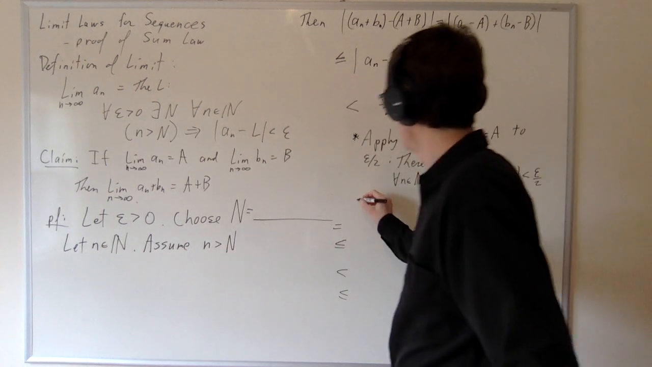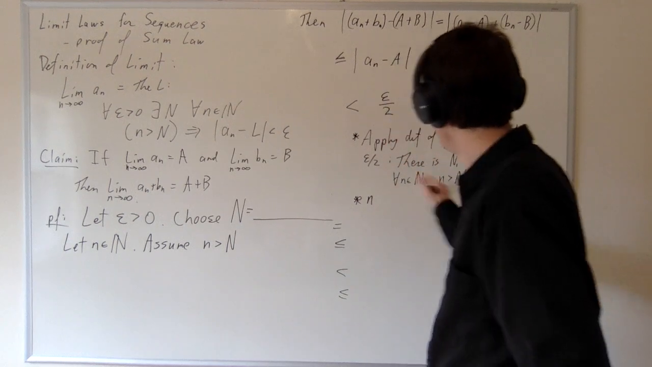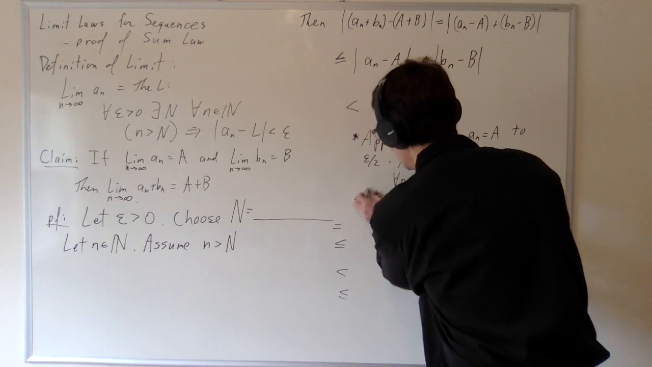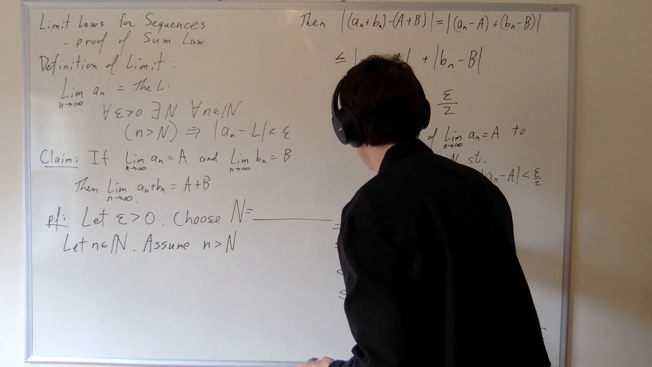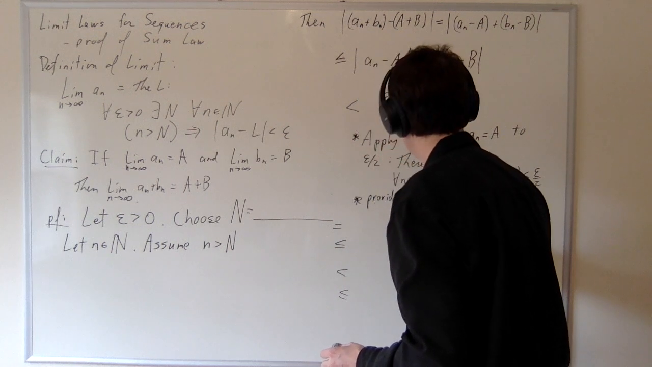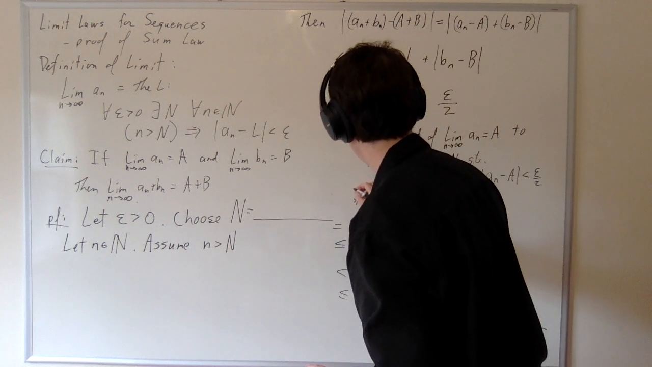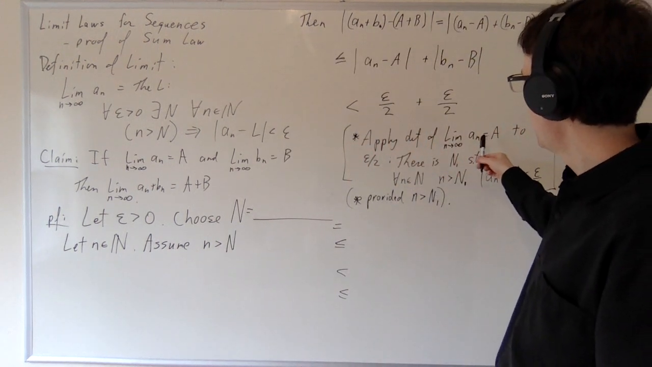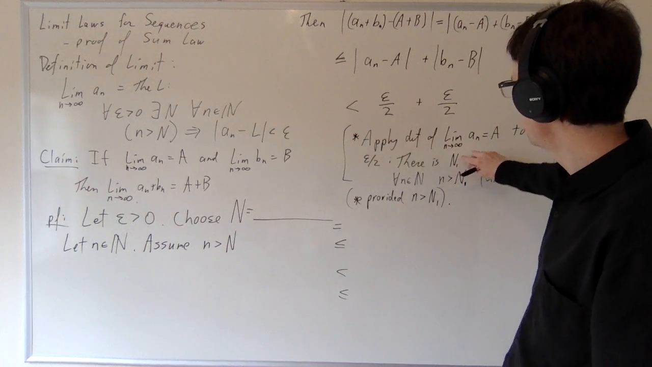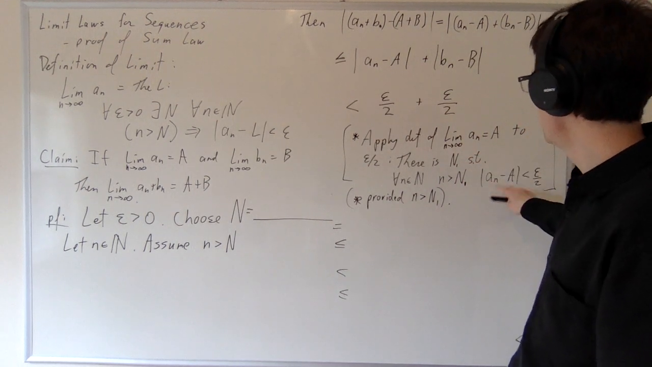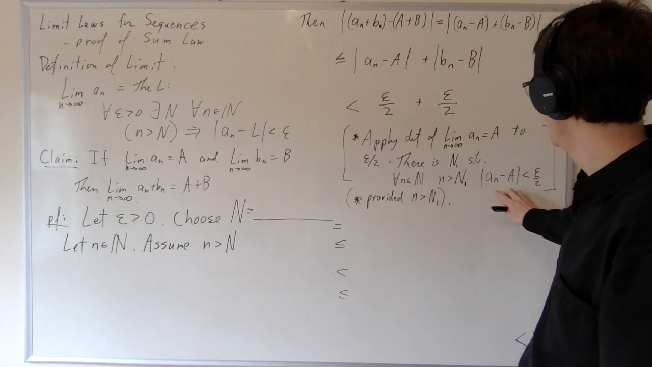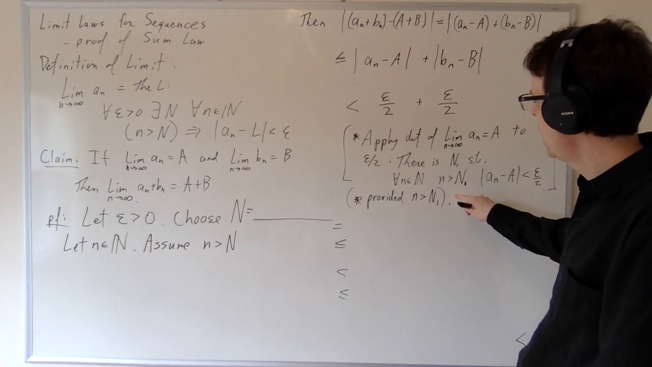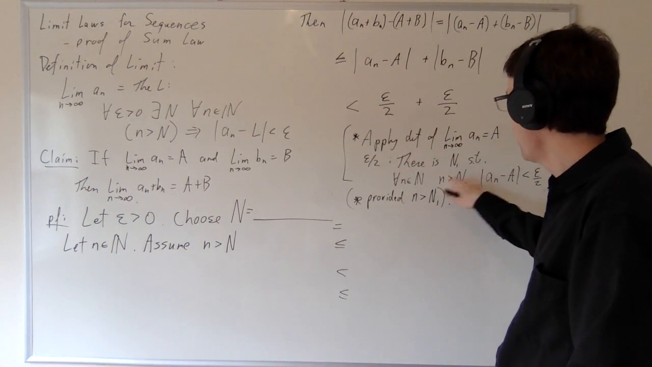And then I'm also going to assume that our little n, this one, is, let me actually say, provided n is greater than N1. So here basically what I'm doing is I'm saying, I don't really know where it will be, but there will be some cap N beyond which, for all n greater than cap N, this absolute difference is going to be less than epsilon over 2. And I know that exists.